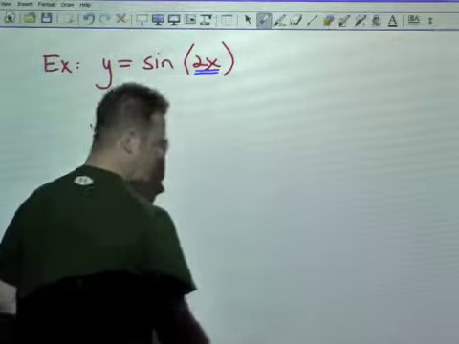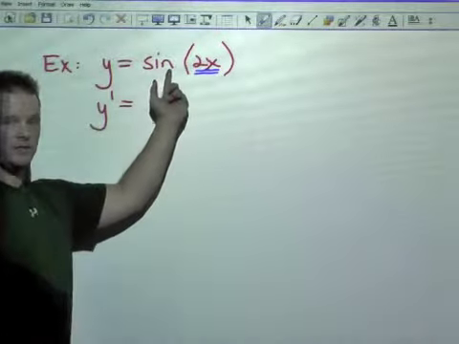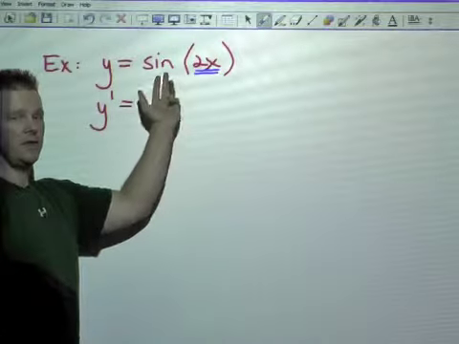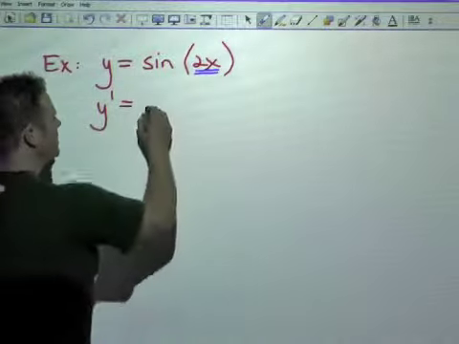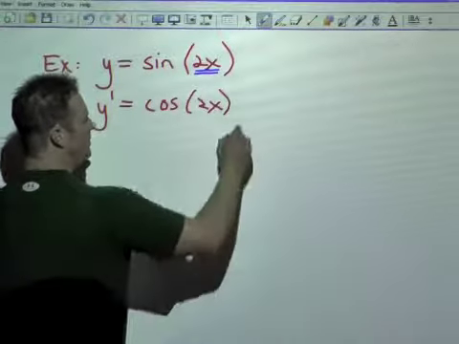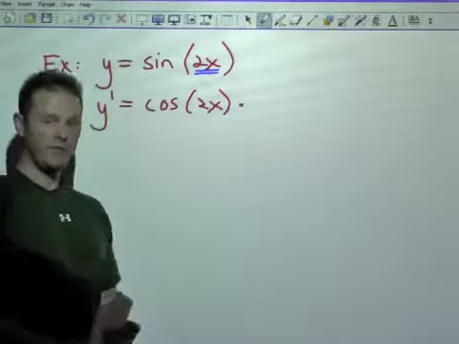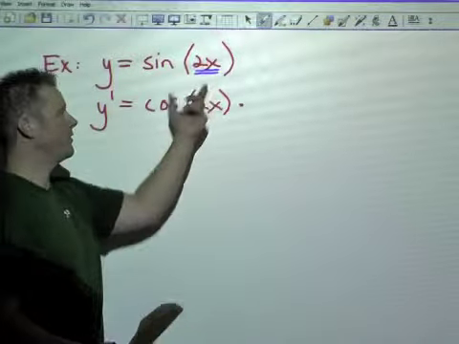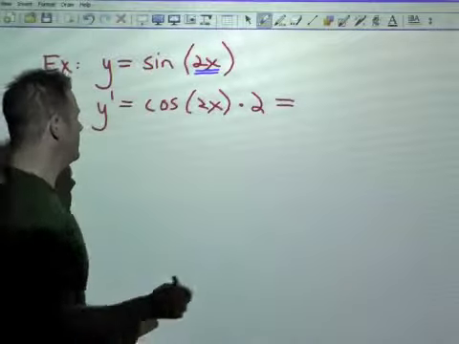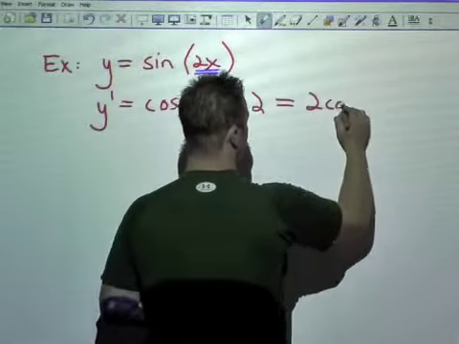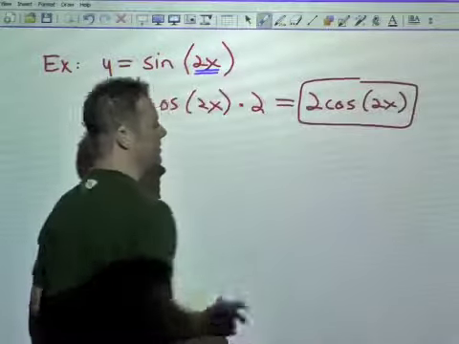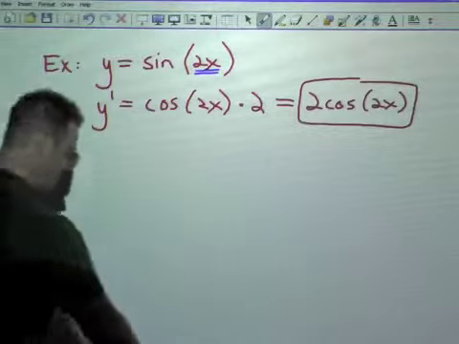So we're going to take the derivative of the outside function. The outside function, I just think about as sine of something. The derivative of sine something is cosine something. So that's where you start. And then you multiply by the derivative of the inside. Here, the derivative of the inside is 2. So the actual derivative is 2 cosine 2x. Just a little bit different than what you might have thought.